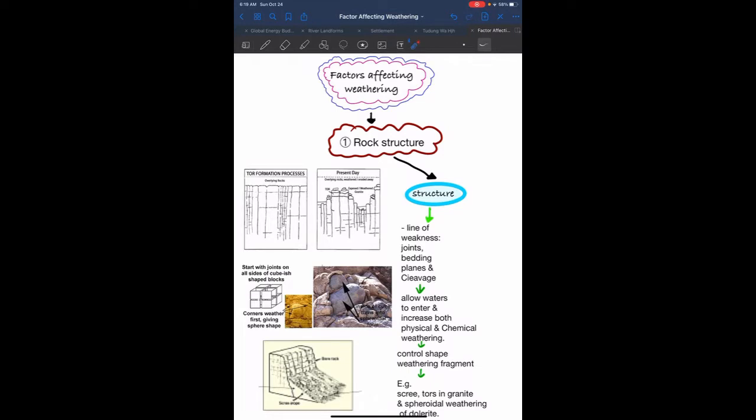So what happens here is it starts with joints on all sides of cubic-shaped blocks. Water enters, and the corners are attacked first, giving us a sphere shape, as shown in the diagram.